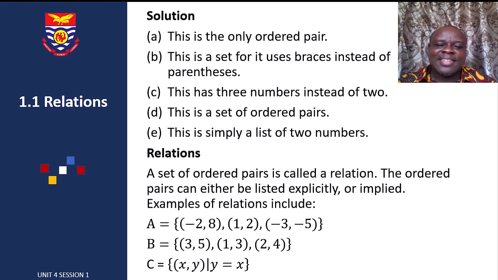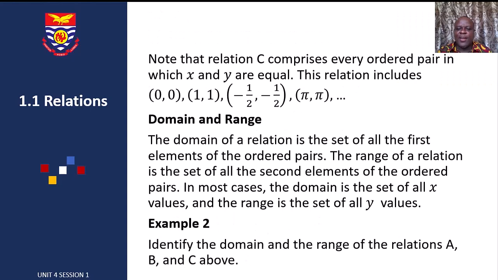Then the set C is made up of (x, y), and is such that y is equal to x. Now, if you look at the examples of relations that we have given, you will note that the third one, which is C, is made up of ordered pairs in which x and y are equal. Some of them are (0, 0), (1, 1), (2, 2), (5, 5), (negative half, negative half), (pi, pi), and so on.